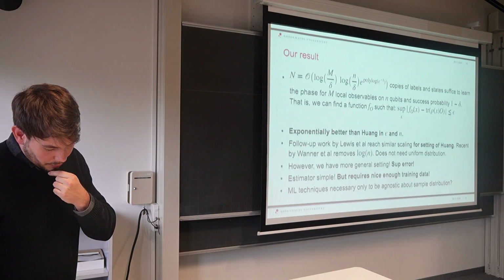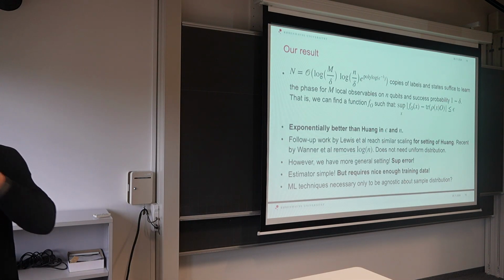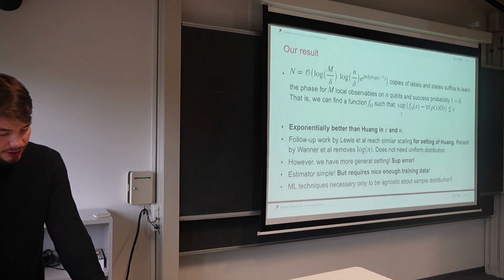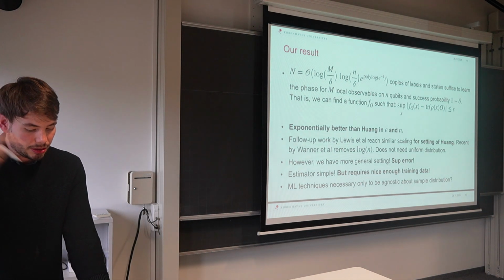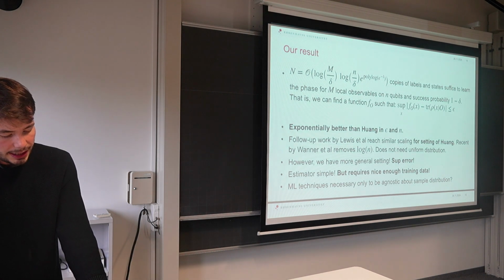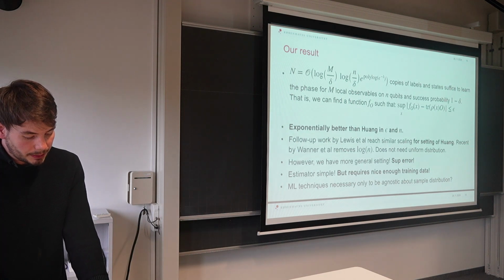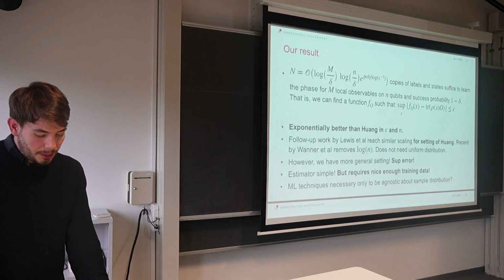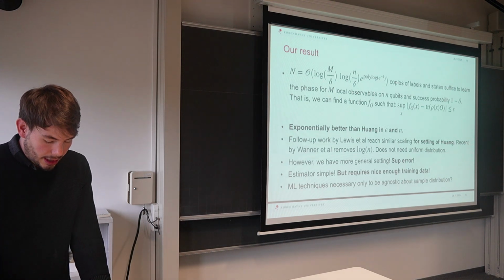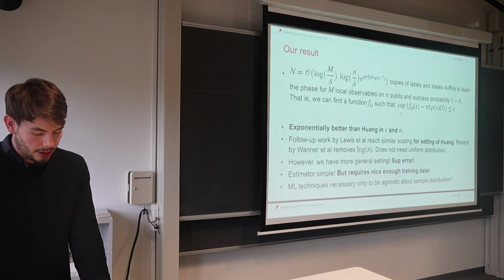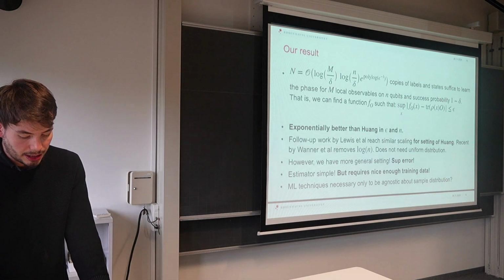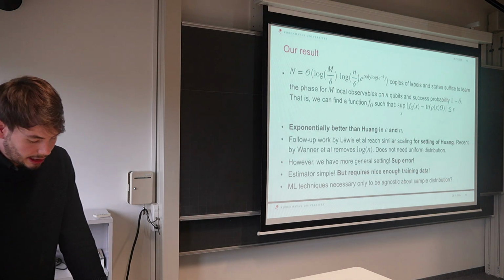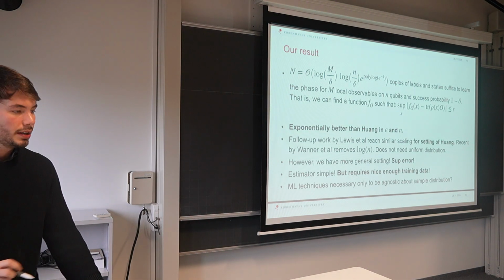But before I explain how we get our result, I'll tell you what our result is. Our result tells us that the number of copies you need, so the number of times you need to press this button, if you want to solve this problem, and by solve this problem, I mean find the function f that depends on this observable such that for each label, the error you make on predicting this expectation value is at most epsilon, scales like this ugly thing.